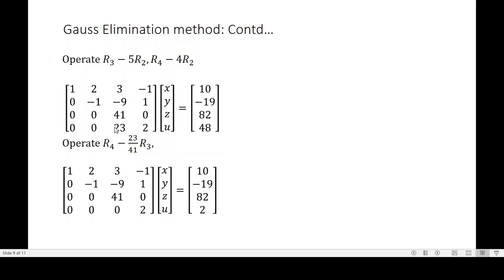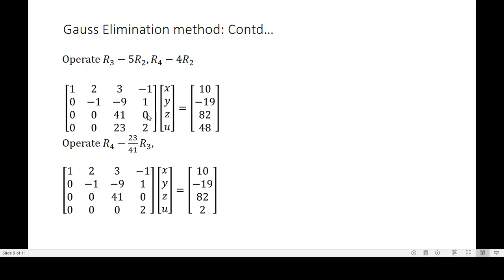Okay, now let us make this element equal to 0. So operation is R4 minus 23 divided by 41 R3. So if I multiply third row by 23 divided by 41, then 41 gets cancelled. We are left with 23. So operation is R4 minus 23 divided by 41 R3. So this element is equal to 0.